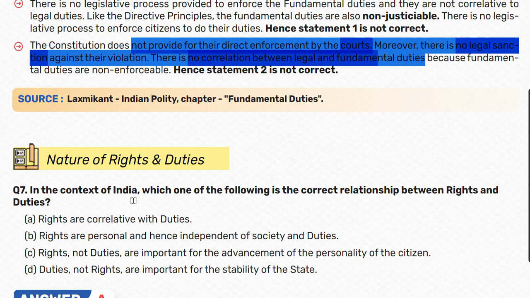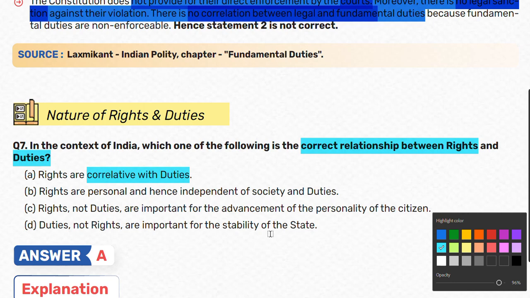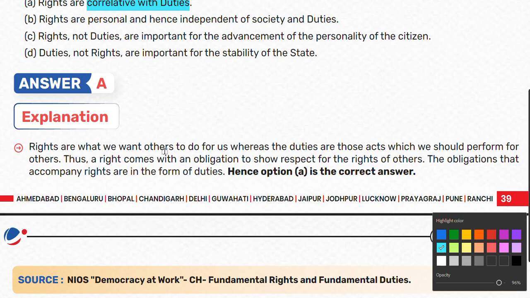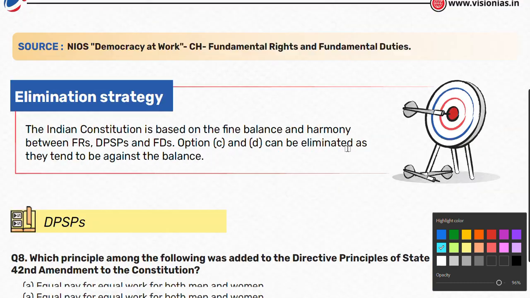In the context of India, which one of the following is the correct relationship between rights and duties? Rights are correlative with duties. No, that is not the correct thing. Why? Because rights are enforceable by the courts but duties are not. So this statement should be incorrect, but they have given the correct answer as A, let me see. Rights are what we want others to do for us, whereas duties are those acts which we should perform for others. Thus, a right comes with an obligation to show respect for the rights of others. The obligations that accompany rights are in the form of duties. So statement one is so. This is why this is correct.